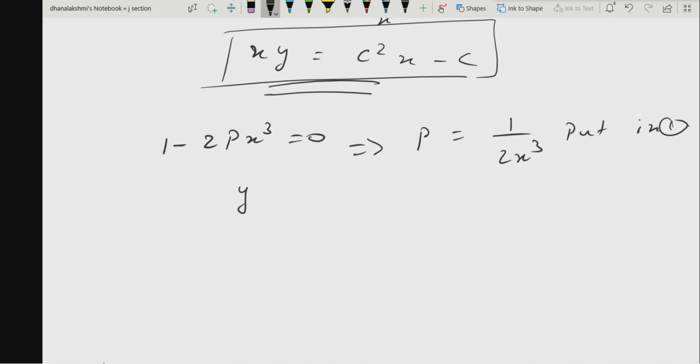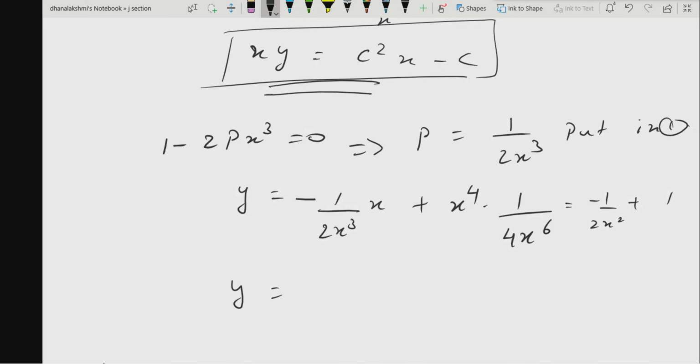So y is equal to minus p times x, so minus 1 by 2x cube times x, plus x to the power 4 into p square, which will be 1 by 4x to the power 6. Simplify this and tell me what you will get. You will get minus 1 by 2x square plus 1 by 4x square. On solving it, what will you get? Minus 1 by 4x square.